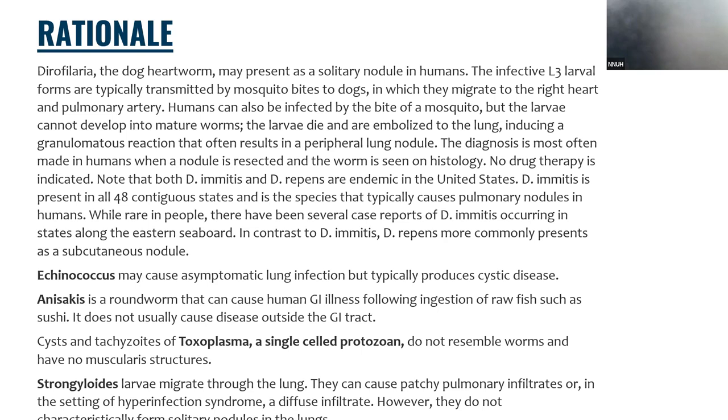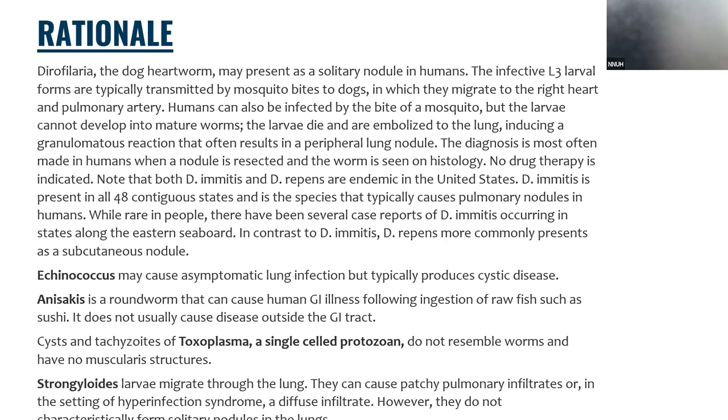Note that both Dirofilaria immitis and Dirofilaria repens are endemic in the United States. Dirofilaria immitis is present in all 48 contiguous states and is the species that typically causes pulmonary nodules in humans. While rare in people, there have been several case reports of Dirofilaria immitis occurring in the states along the eastern seaboard. In contrast to Dirofilaria immitis, Dirofilaria repens more commonly presents as a subcutaneous nodule.